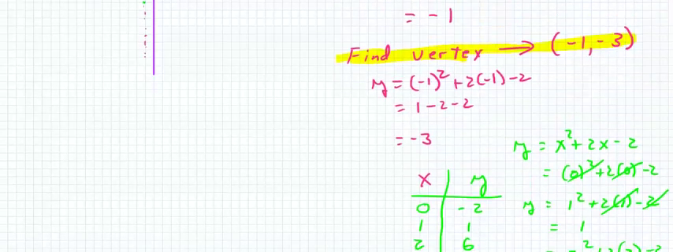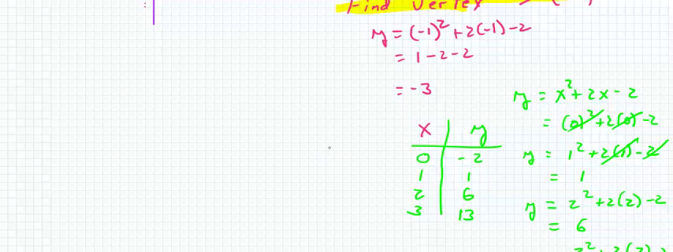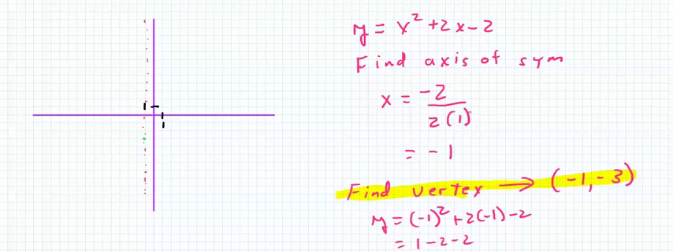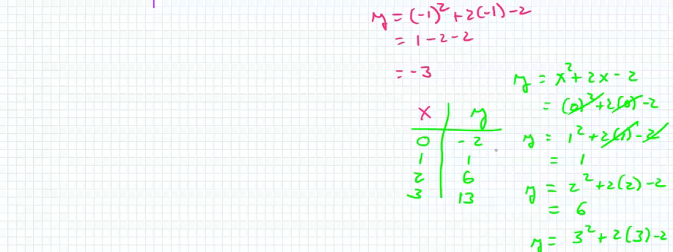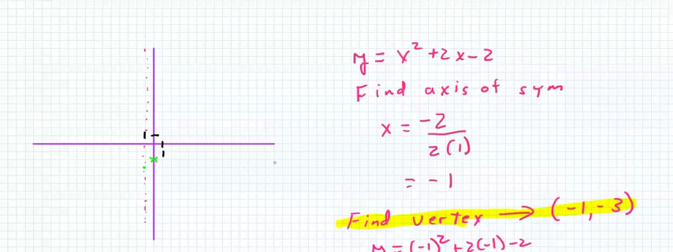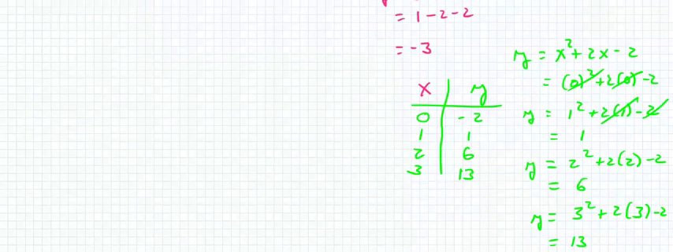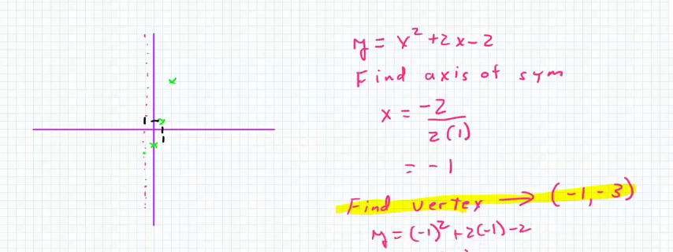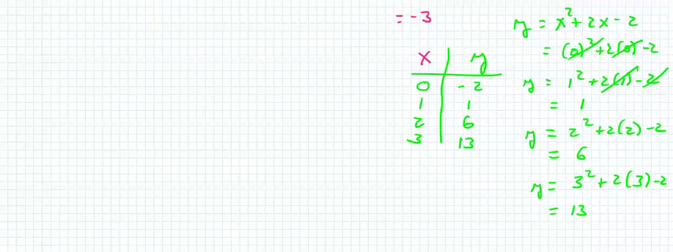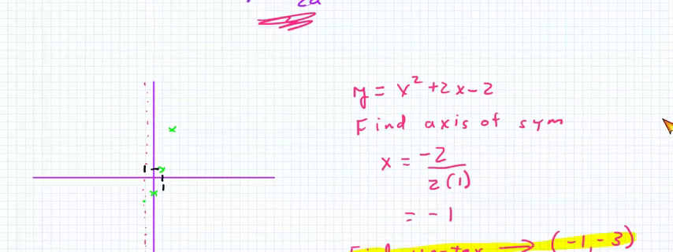And now we graph these points. 0, -2, right here. Then we have 1, 1, right here. Then we have 2, 6: 1, 2, 3, 4, 5, 6. And 3, 13, yeah, we're off our graph.